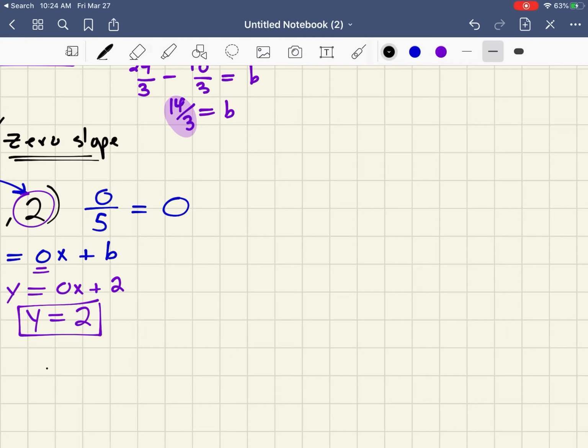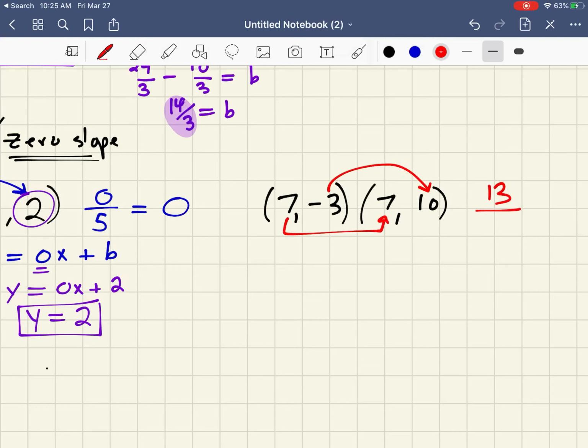If you get a situation like this, 7, negative 3, and 7, positive 10, we get a rise of 13 and a run of 0. Division by 0 is undefined, so we have an undefined slope. Undefined slope, you can't plug in anything for m, and it's more of just a memory thing. You have to use x equals and then whatever the x coordinates are. X equals 7 in this case.